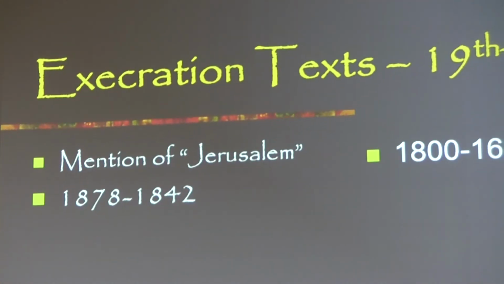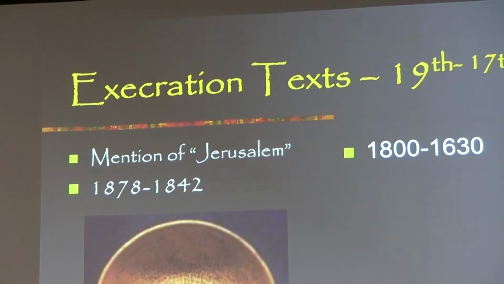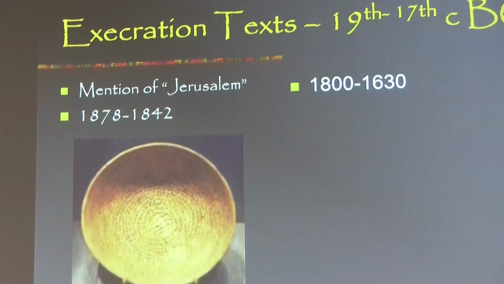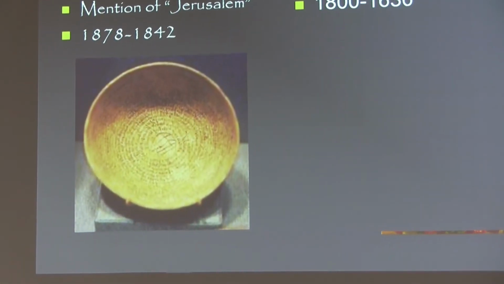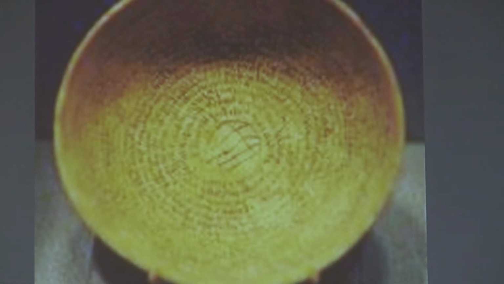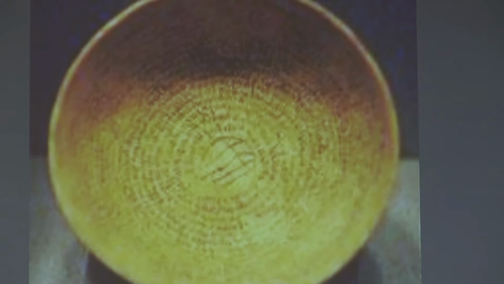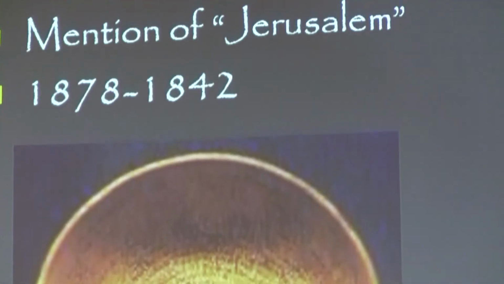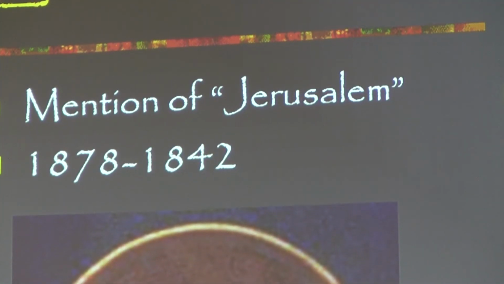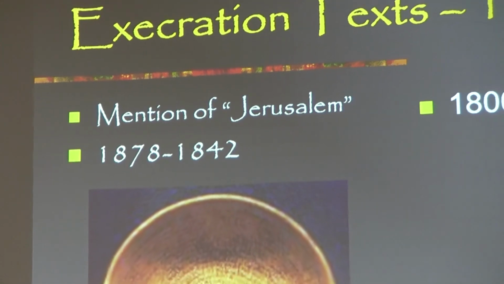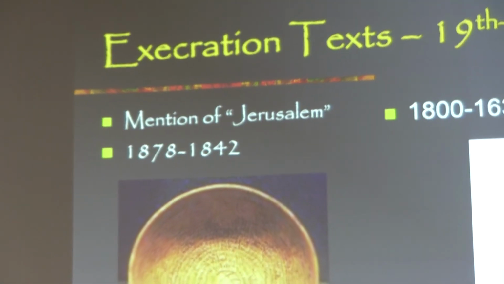Execration texts, two different sets of them. One set of them put these names, curses, on bowls. They'd mention the name of a person. Then, of course, if you broke this bowl, it was a symbolic, kind of magical thing of breaking the power of that particular enemy. These come from, as you can see, the middle of the 19th century BC. And Jerusalem is mentioned in this particular one.